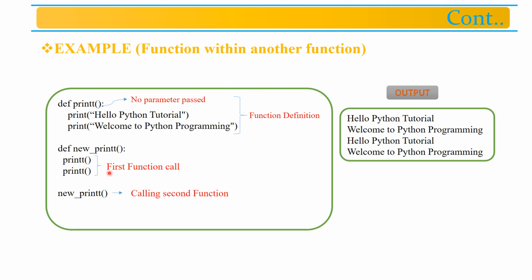So what it is going to do is, first when you print tt, hello Python tutorial, welcome to programming will get printed. The next one, print tt, this same thing will get printed. And when I call new print tt, the same print will be called, and this will be called. So two times it will get printed.